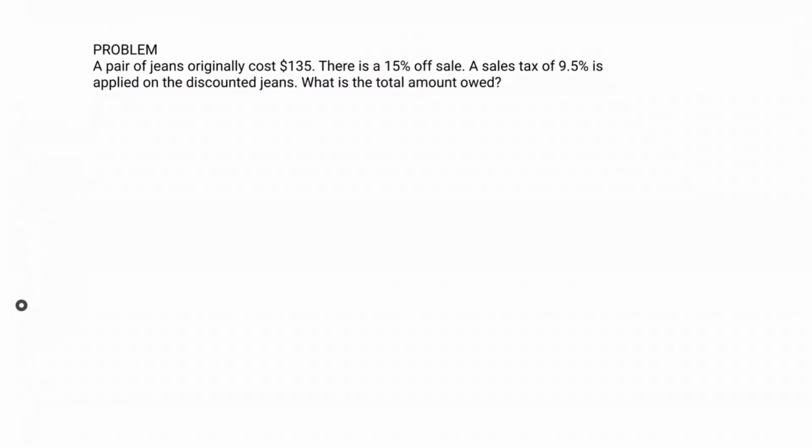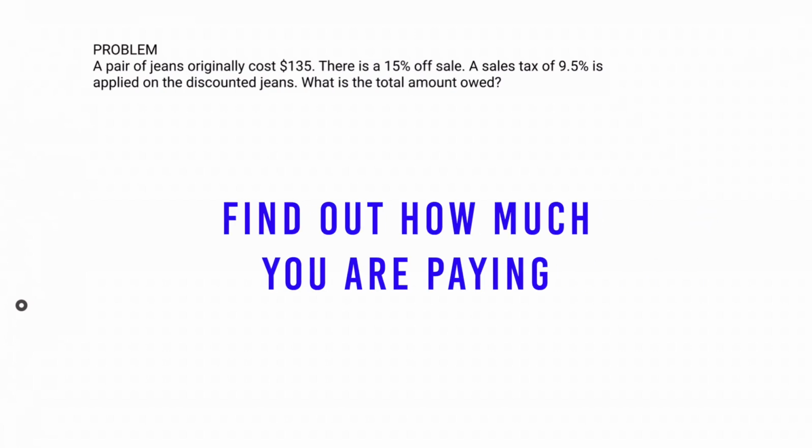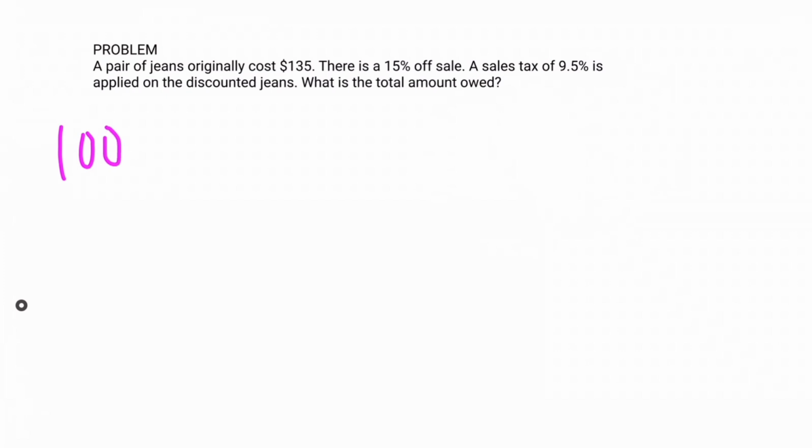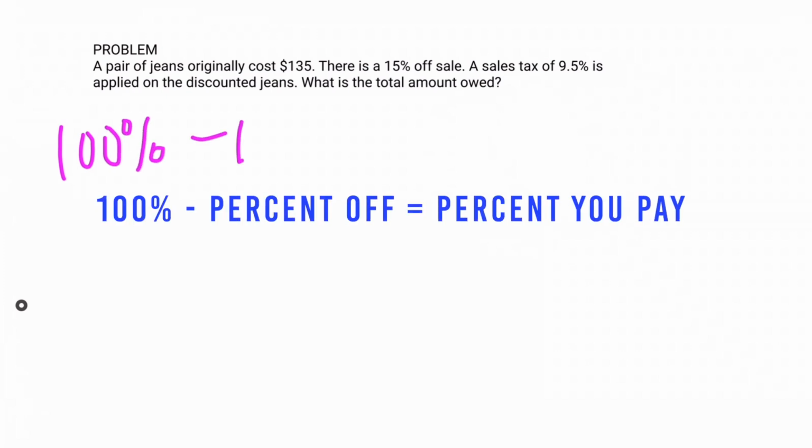This is a math tip and also a shopping tip. You don't usually care about the amount that you're being reduced because you're not paying for that. What you care about is what you actually have to pay for. So for example, you're not paying 100% anymore, but you're also not paying 15%. You're actually paying the difference between the two, which is going to be 85%.